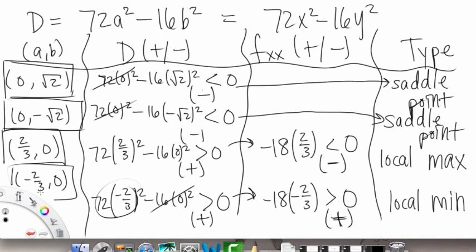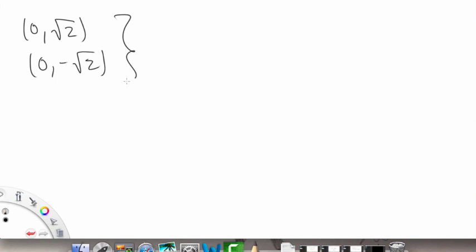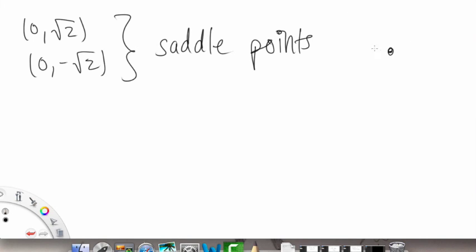So that's basically it. That's the whole synopsis there. I'll just write our summary on the next slide. So our critical points, again, we have 0, positive radical 2 and 0, negative radical 2. These are both saddle points. Okay, so we found those to be saddle points. So from where we are, it's concave up in one direction but concave down in the other.